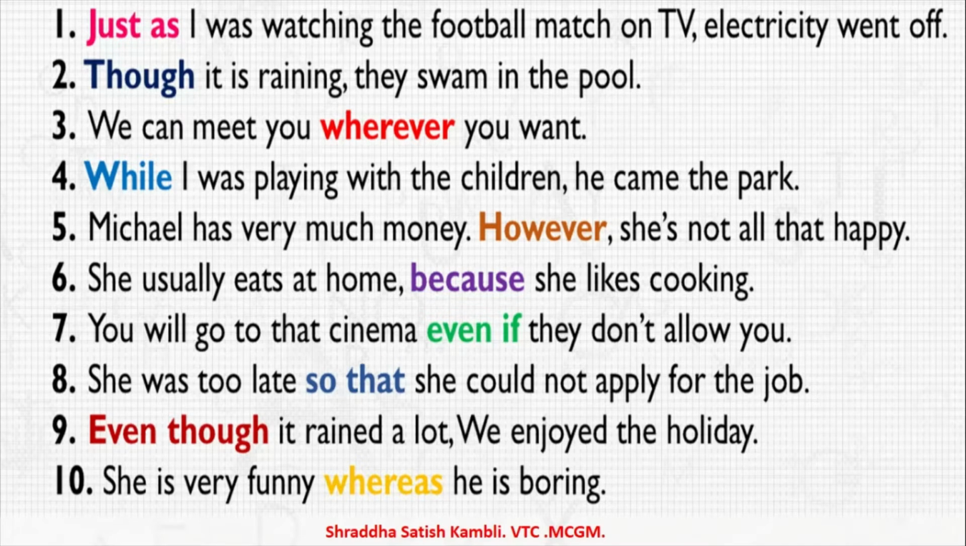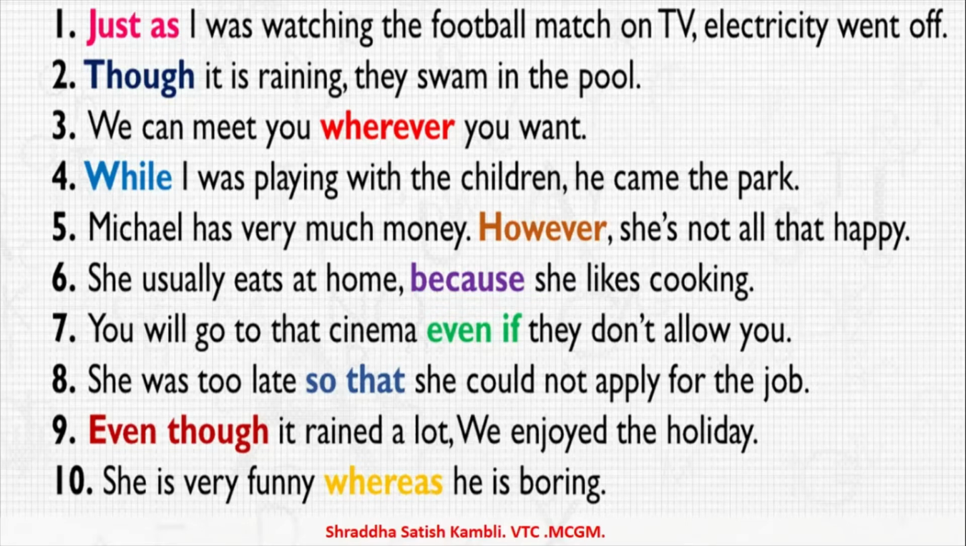So see, all these words, just as, though, wherever, while, however is also a conjunction, children, but here in this sentence, there is some kind of use which doesn't seem to be proper, okay? So let's just ignore example 5. Let's come to example 6. However, the word however is also a conjunction. Because, even if, so that, even though, whereas, all these words are conjunctions. Okay, so these are some examples of conjunctions for you in sentences.